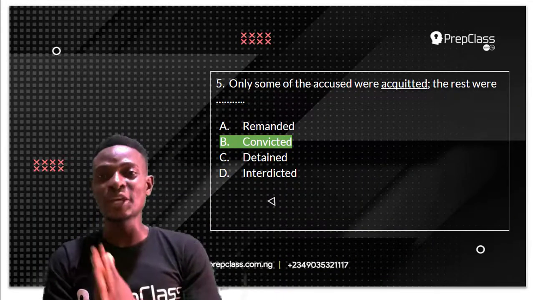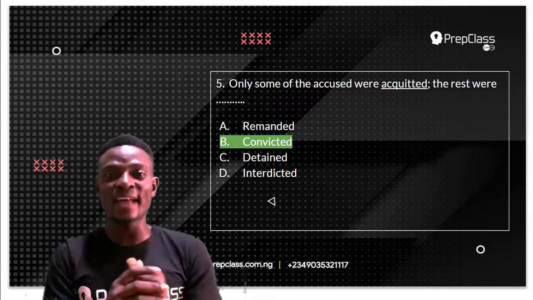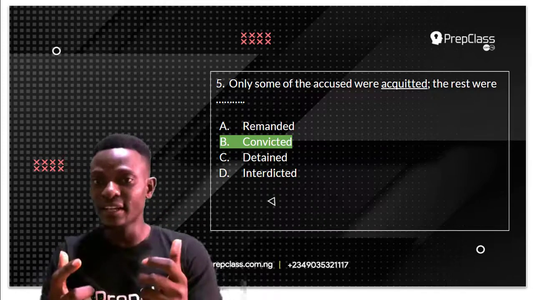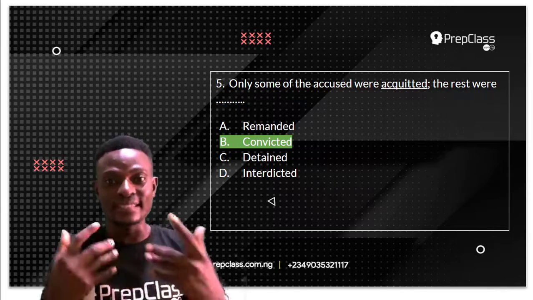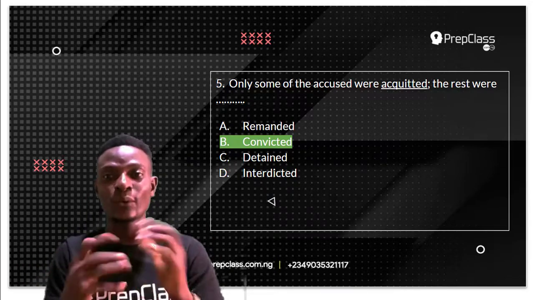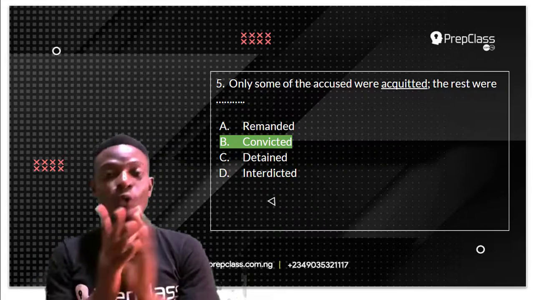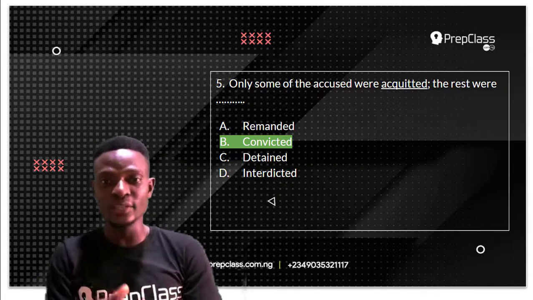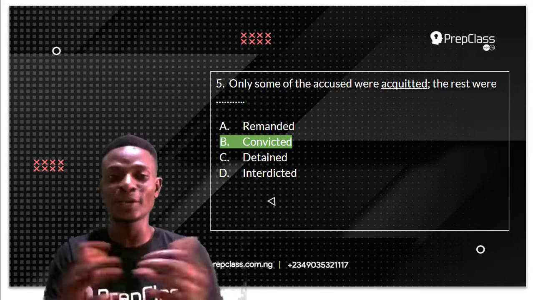Only some of the accused were acquitted. Only some of the accused were found not guilty. So if you were found not guilty, you will be released. The rest were convicted. Acquitted means what? To be found not guilty. Convicted means what? To be found guilty.